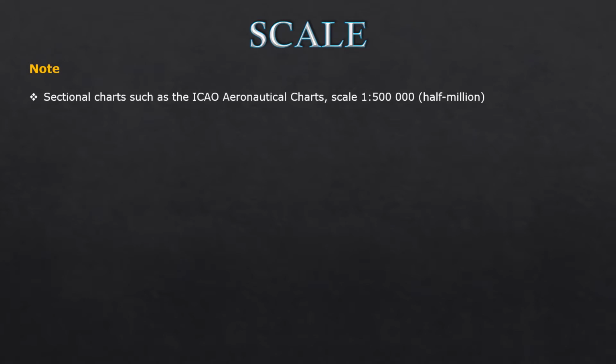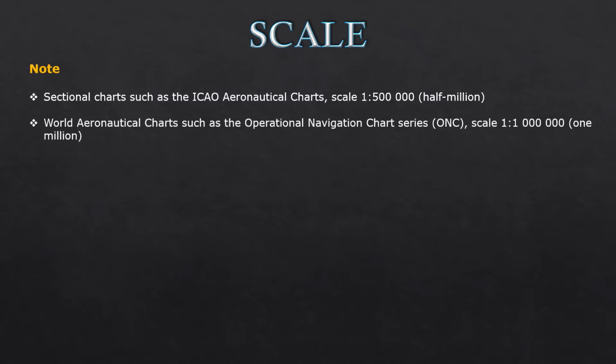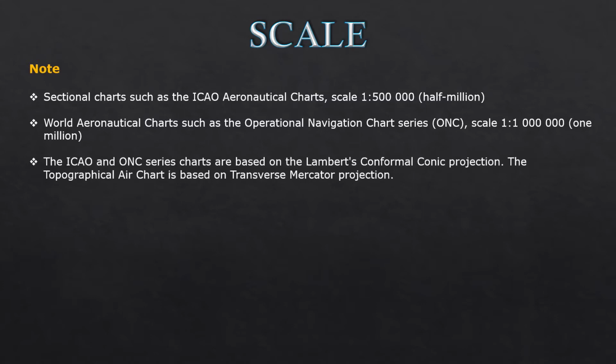Note, the section chart such as ICAO in aeronautical chart has a scale of 500,000. The world aeronautical chart such as the operational navigational chart series, called ONC, has a scale of 1 million. The ICAO and ONC series charts are based on Lambert conformal conic projection. Topographical air chart is based on transverse Mercator projection. We'll see this in detail in the projection chapter, the upcoming chapter.